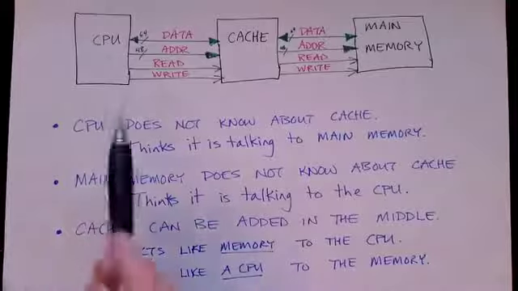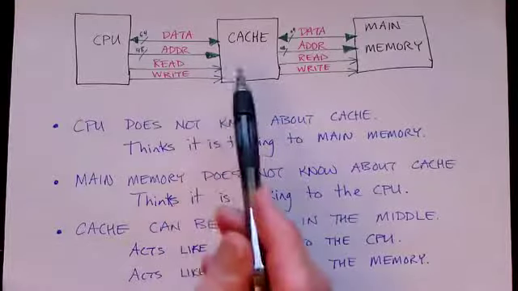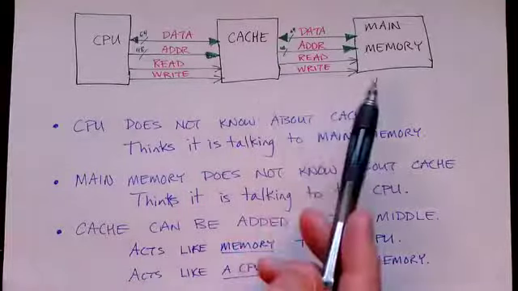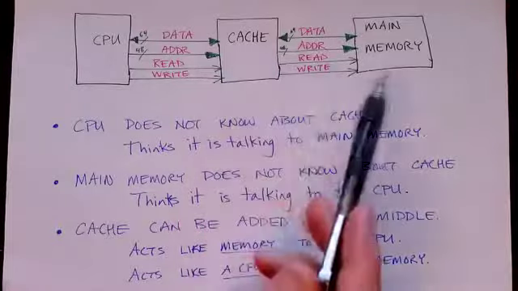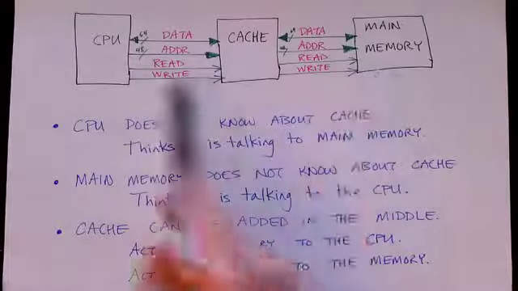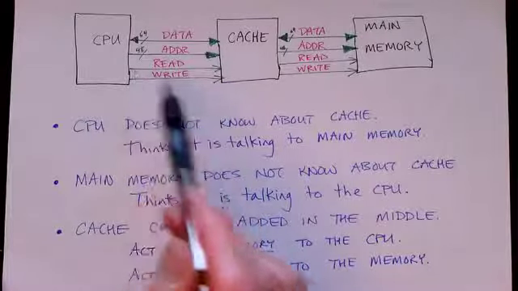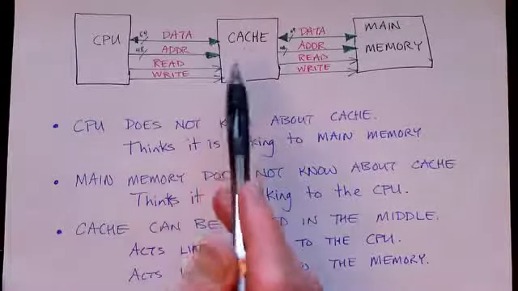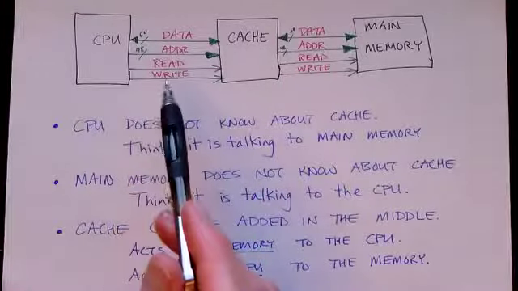Here I've shown the same system with a cache added. The cache acts like a main memory from the CPU's point of view, and it acts a little bit like a CPU from the main memory's point of view. The CPU doesn't know whether it's communicating with the cache or with the main memory. You might imagine that it thinks it's talking to the main memory directly. It sends out address line information, it sends out a command on the read or write line, and if it's a read operation, then it expects whoever it's talking to to supply the data back after a certain amount of delay time.